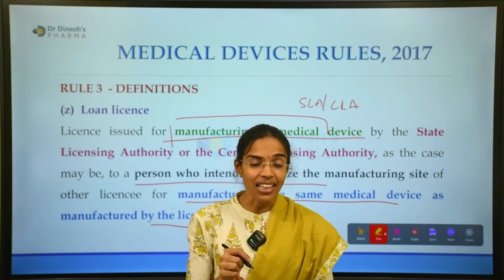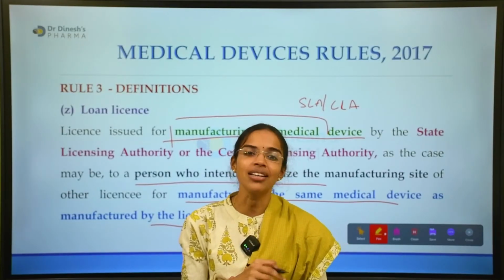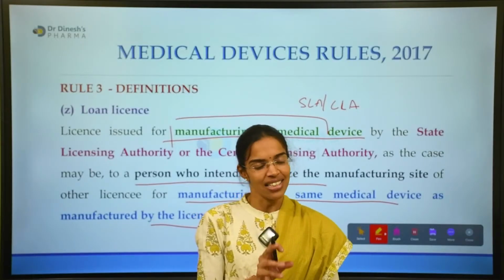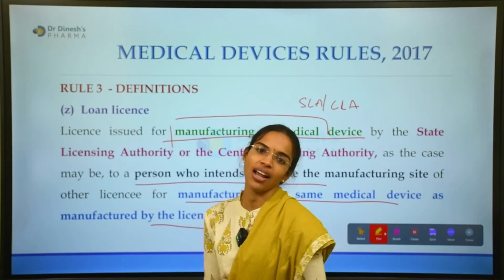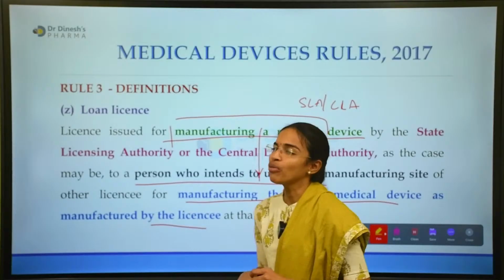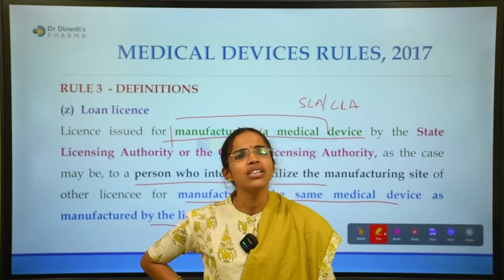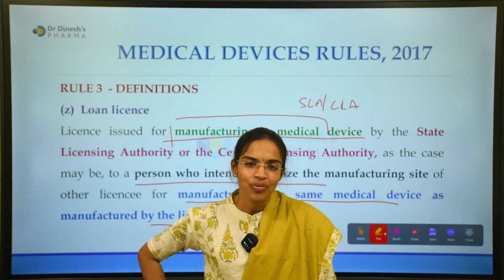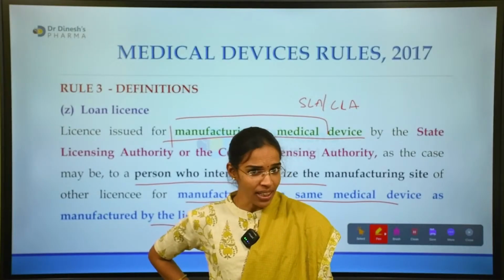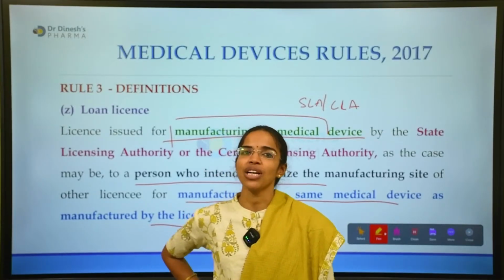Okay, in that case, this license can be termed as a loan license. In these cases, it can be termed as a loan license. Okay, so we have reached the end of rules. Have we? Have we reached the end of chapter 3?